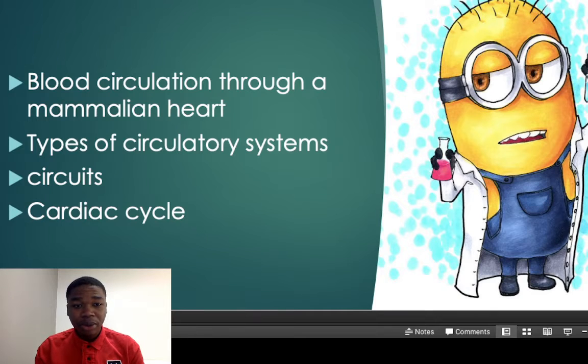So today we'll be dealing with the blood circulation through the mammalian heart. We'll be looking through the human heart and looking at different blood vessels, the different functions, different valves and all the aspects of a human heart. So we'll be doing, of course, the main one, which is the blood circulation through the mammalian heart. We'll be doing the types of circulatory systems, the circuits, of course, and the cardiac cycle. We'll look at those aspects in this video.